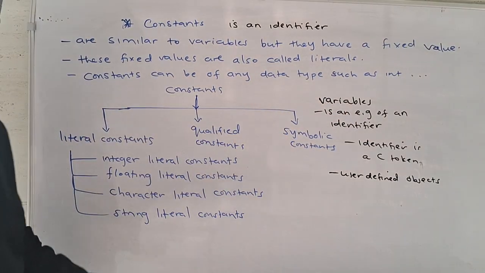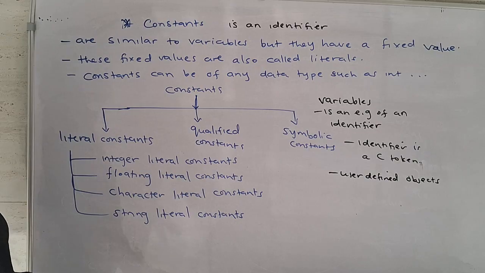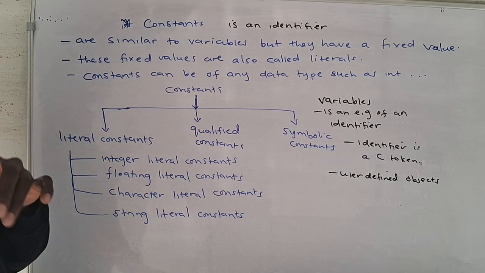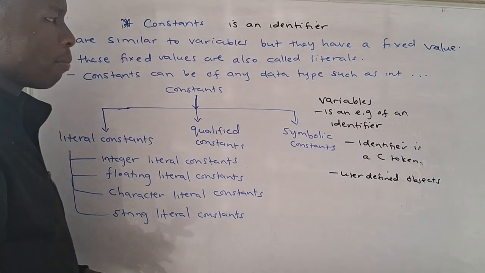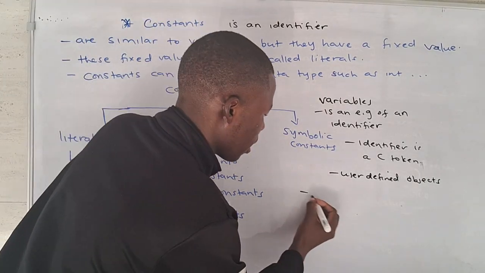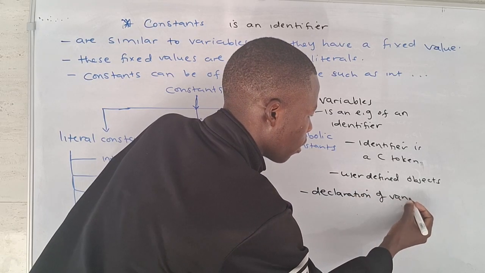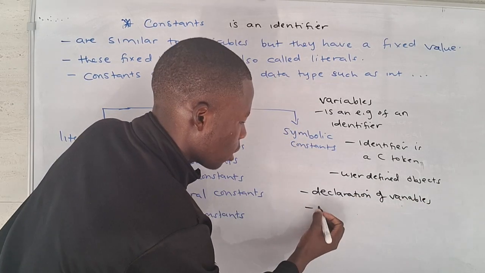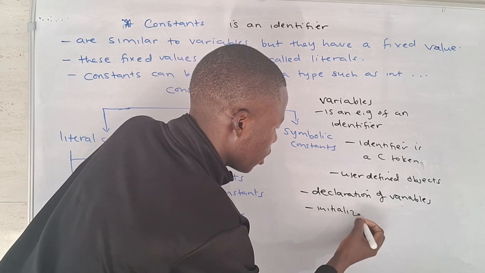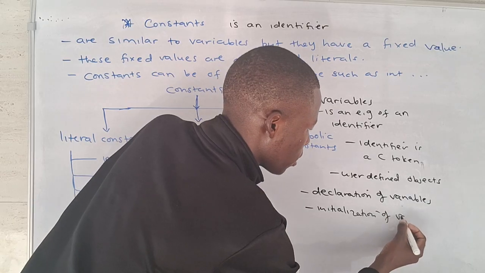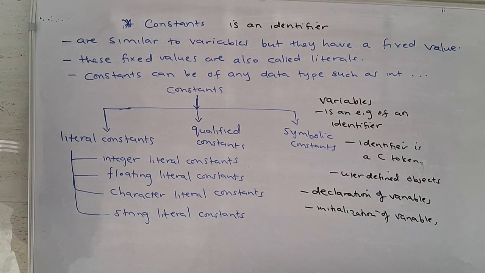Variables are identifiers. What is the difference between the two? Okay, I'll tell you later the difference between a constant and a variable. In the previous class itself, we discussed the declaration of variables. We also have what we call initialization of variables. We discussed these two things.